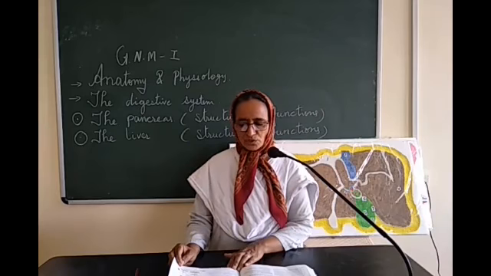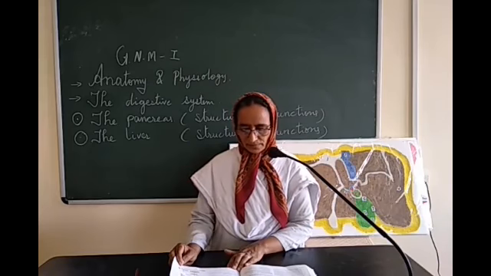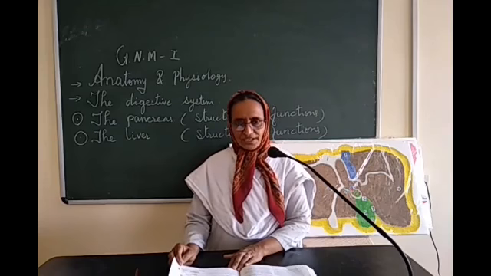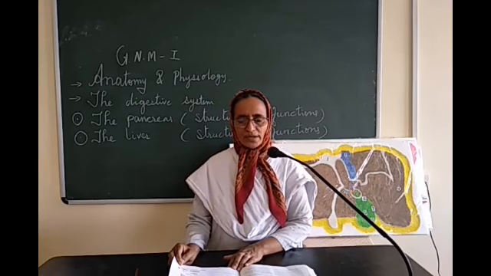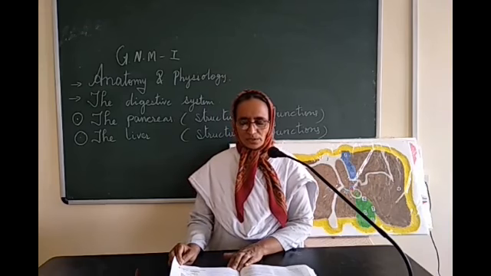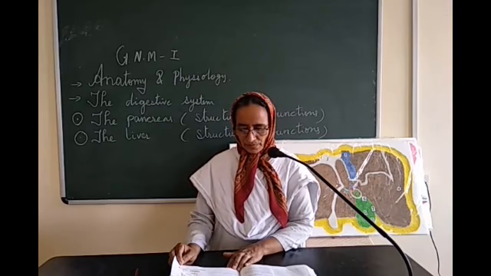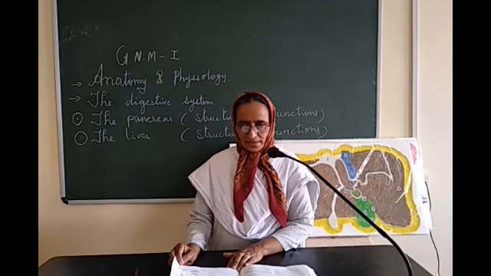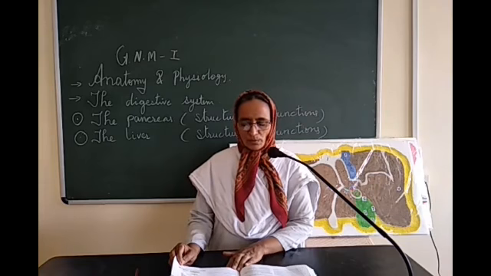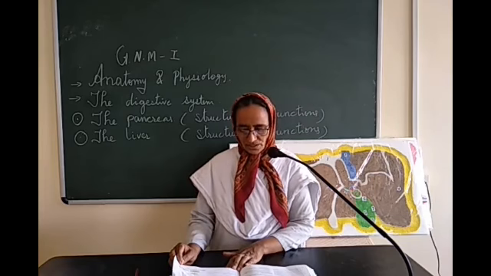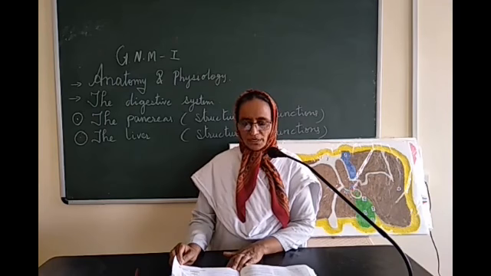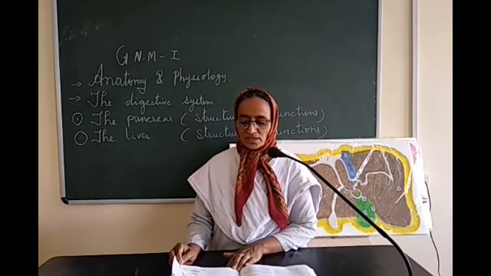Now we'll see the composition of bile. Bile is secreted daily around 500 milliliters to 1000 milliliters daily, and it is stored in the gallbladder. The bile consists of water, mineral salt, mucus, bile pigments, mainly the bilirubin, and cholesterol.